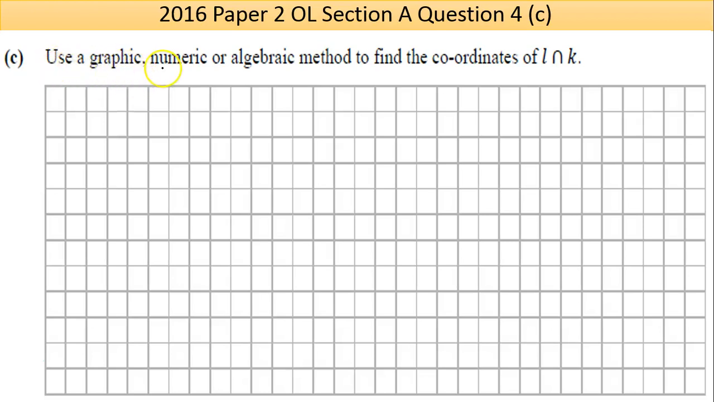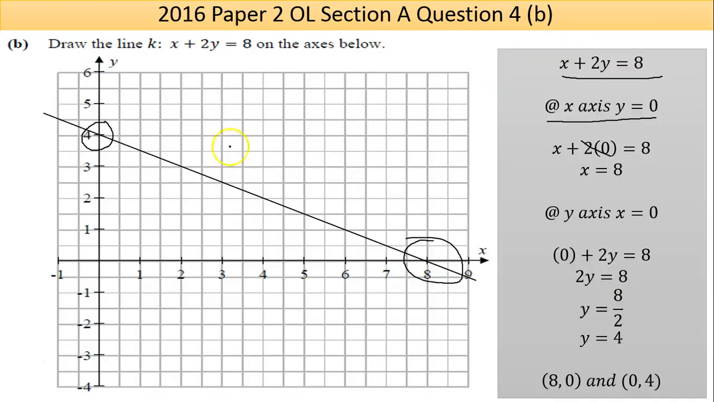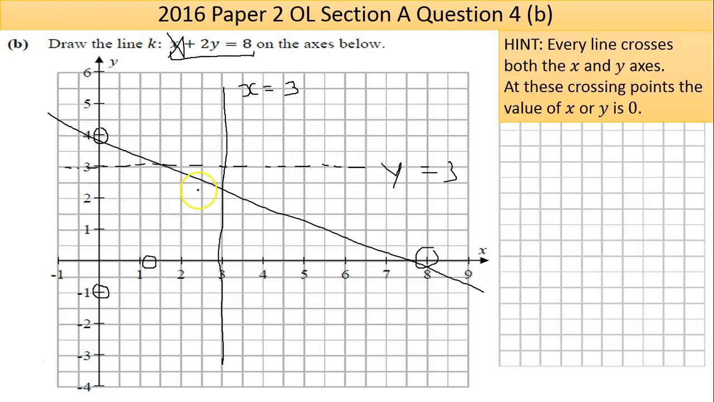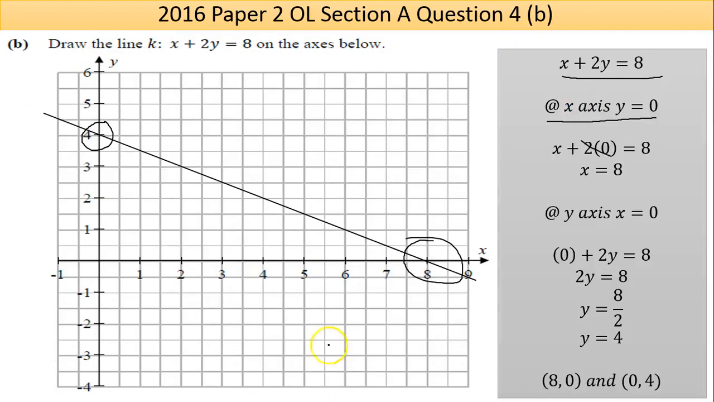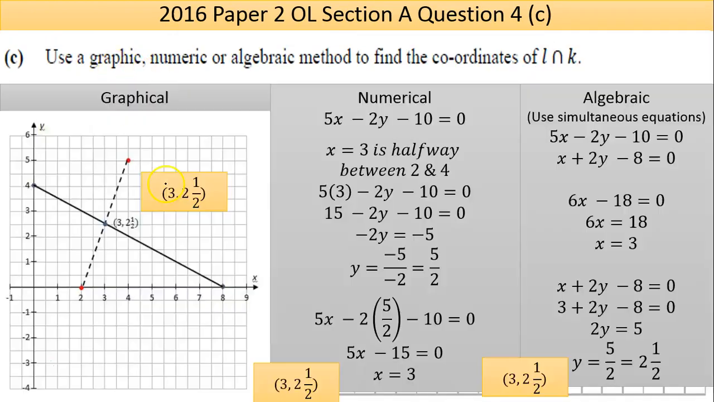So anyway, use a graphic, numeric, or algebraic method to find the coordinates of L intersection K. Now, you found L a minute ago. They've just given you K, you've just drawn K, so L is somewhere on this graph. You could basically graph L. You have your equation for L there, 5x minus 2y minus 10. Using the exact same principle as we've done here, draw that and see where they intersect. That's the graphical method. So I'm showing that here, and you'll find your point where the two lines cross is 3, 2.5.